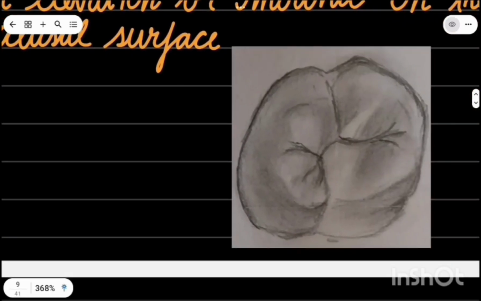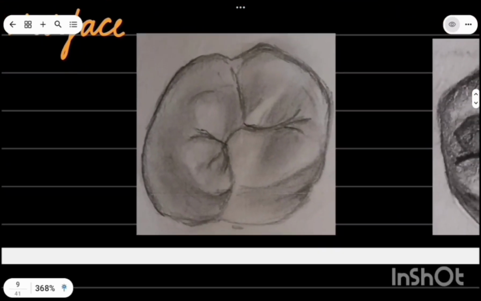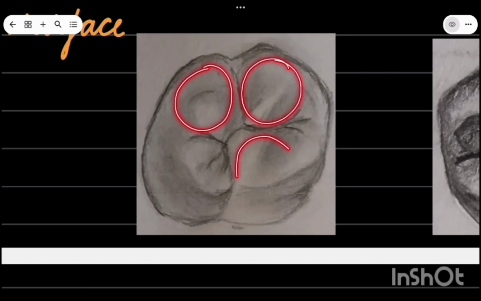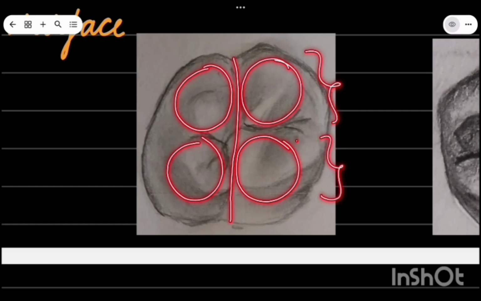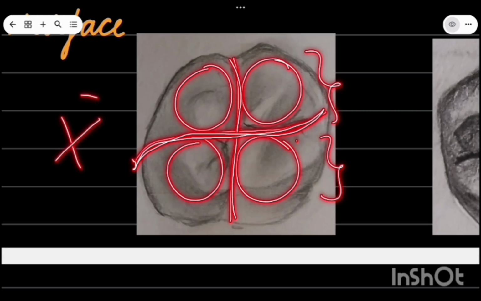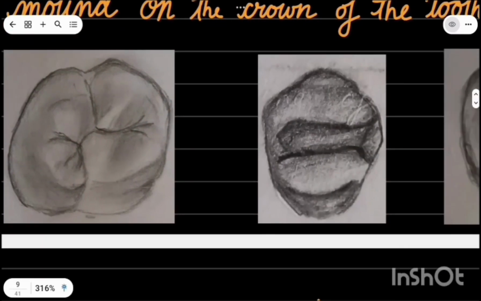Now if we take a look from the occlusal aspect over here, we have 4 cusps. 1, 2, 3 and 4. We have 2 buccal cusps and 2 lingual cusps. Now due to the presence of these cusps, the crown is divided into 4 parts occlusally. As you can see, based on the location of the cusps, we can divide the crown into 4 parts. So we can say that cusps will form the divisional part of the occlusal surface.